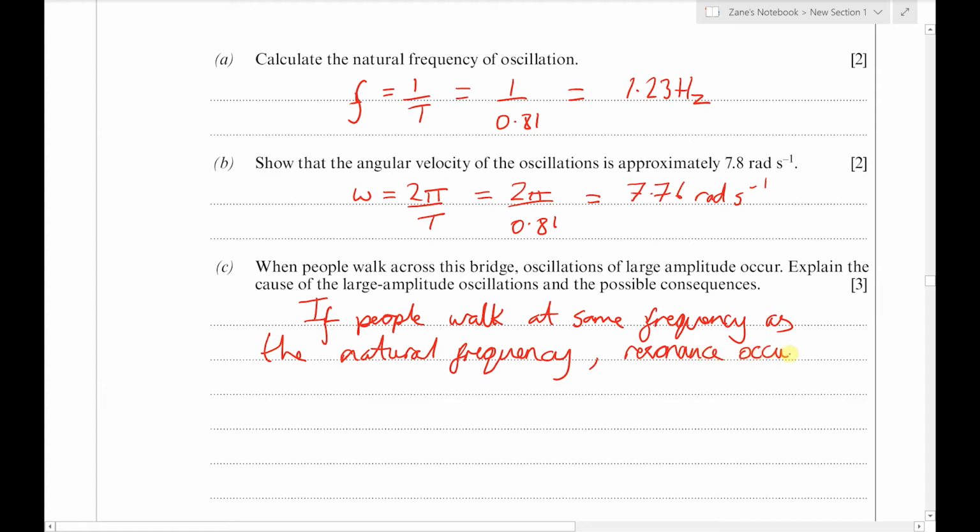So that's the resonance there: those large amplitude oscillations caused by the driving force, the marching of the people across the bridge, matching up with the natural frequency of oscillation. And the possible consequences are basically that the bridge could get damaged, or maybe the poor old dog on the bridge will get thrown off the bridge.